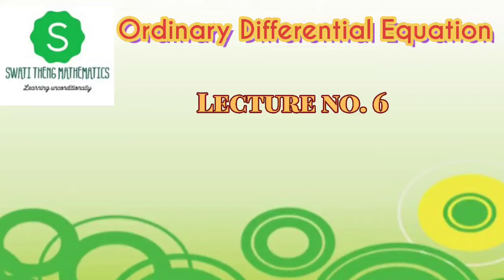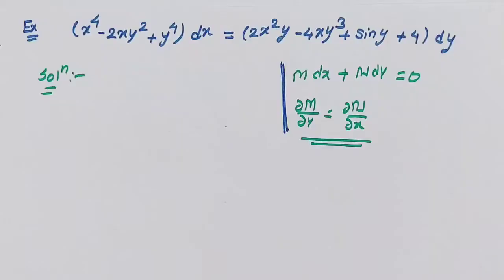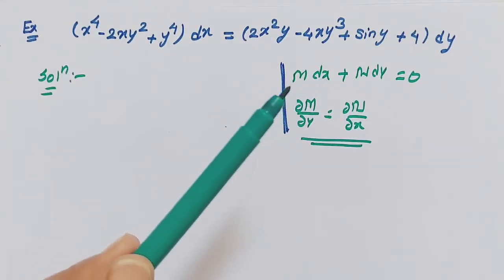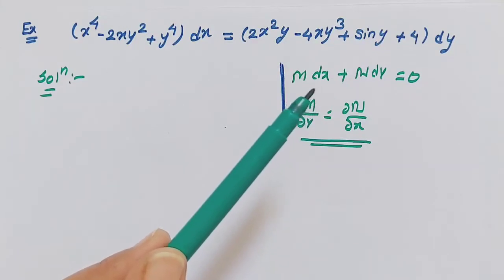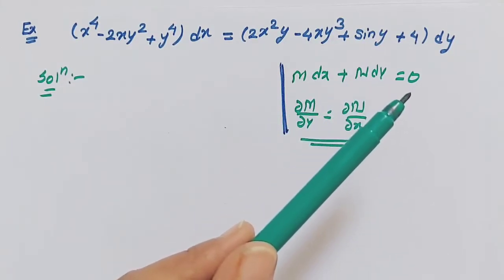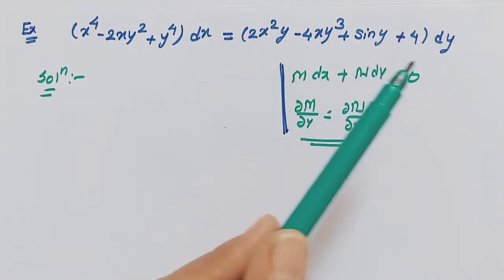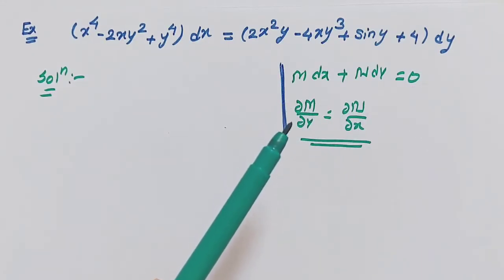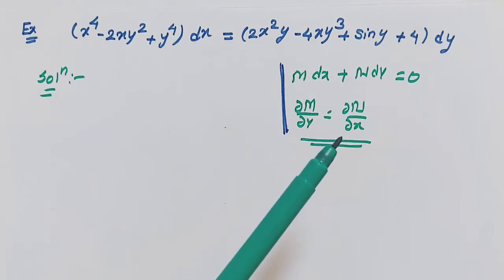Hello everyone. In this lecture we are going to solve some more examples of exact differential equations. As you know, in the last lecture we studied one theorem. That theorem says that if we have a differential equation in the form M dx plus N dy equals 0, then this differential equation is called exact if it satisfies this condition, that is, del M by del y equals del N by del x.